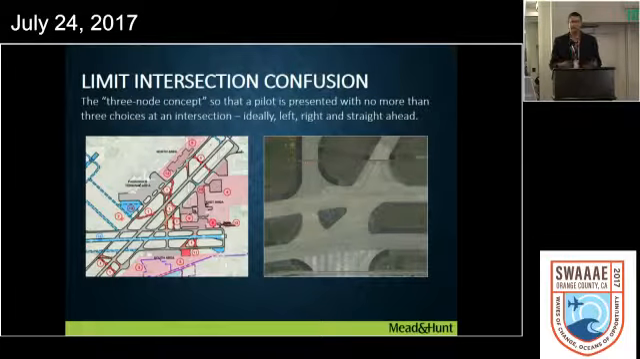And then the other main goal of the 13A and the RIM program is to limit intersection confusion, implementing a 3-node concept. Essentially what that means is if a pilot comes up to an intersection, he has 3 choices. Ideally it's straight ahead, left, or right. And as you can see in this graphic here, if you come up to that intersection right here, it's a generally confusing area.